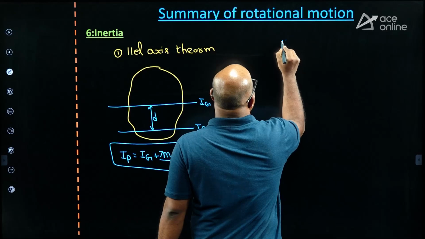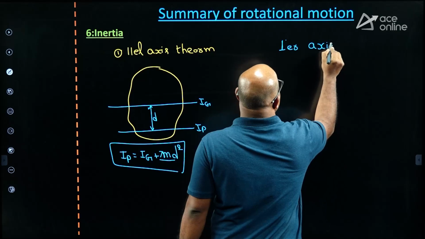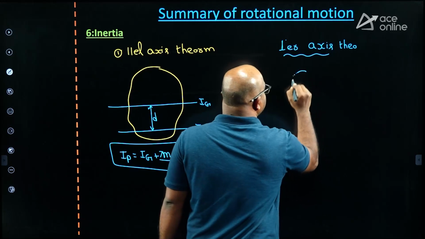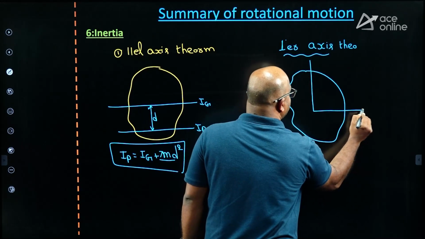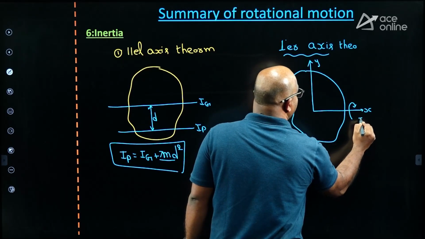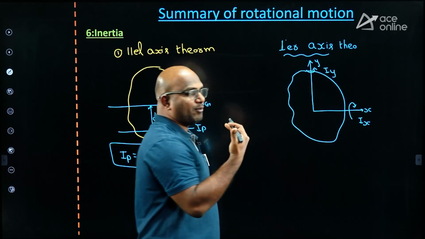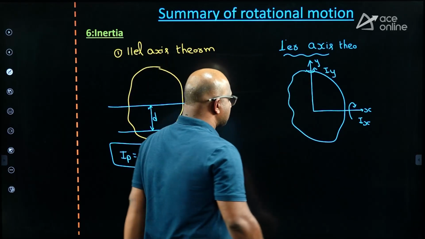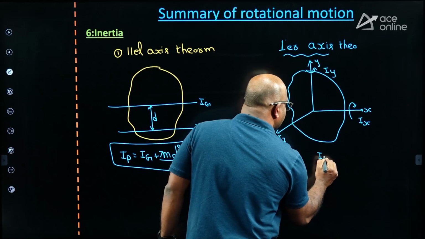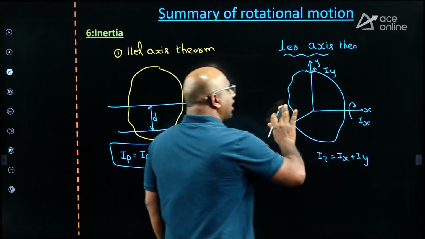Similarly, the perpendicular axis theorem. What is the perpendicular axis theorem, guys? If you observe carefully, if I have axes x and y, I know Ix and I can find Iy, the inertia about the x axis and about the y axis. Both lie in the cross section. Then this is Iz. This Iz must be equal to how much? Ix plus Iy.